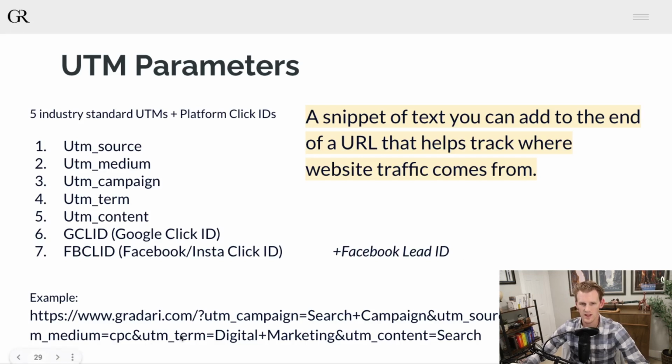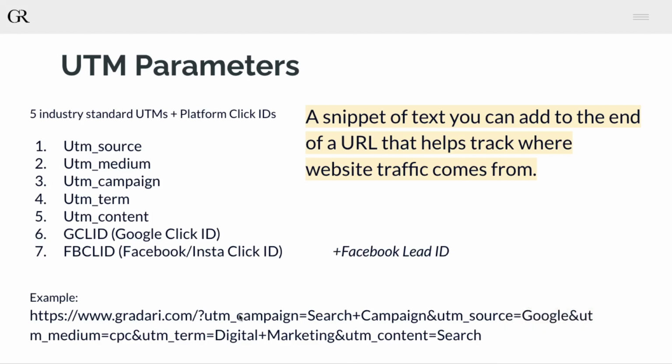So we have an example down here below. This is how they look as they are all put together. We have our question mark here, which indicates the beginning of tracking parameters. And then we have all of our parameters here: campaign, and then you can see search plus campaign, that's a space, the plus, and then the and sign, UTM underscore source equals Google, and UTM medium equals CPC, so on and so forth. This is how UTM parameters work.